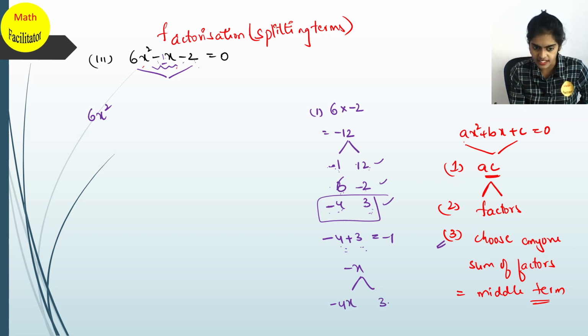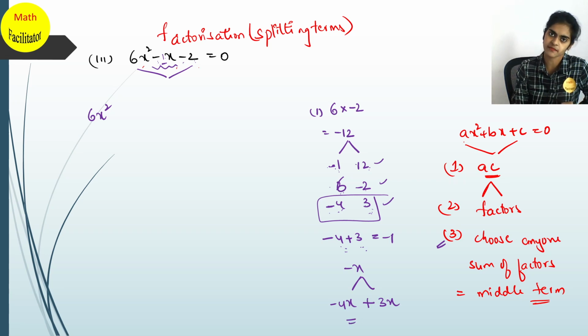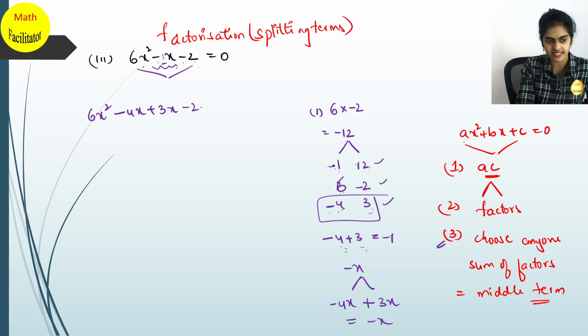x ఉంది కదా, x ఇక్కడ డిస్ట్రిబ్యూట్ చేయండి. Okay, now minus 4x plus 3x will give you how much? minus x. Getting the point? So this minus x I am splitting it as minus 4x plus 3x. ఈ minus 2 ఉంది కదా, as it is రాసేయండి. That's it. Once you know how to split it, next thing is taking common.